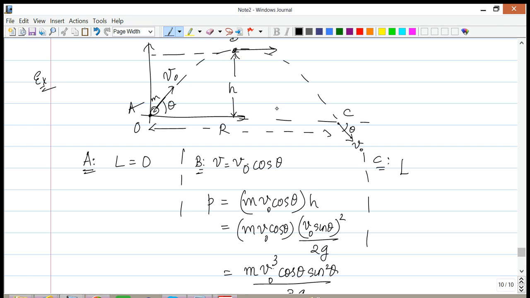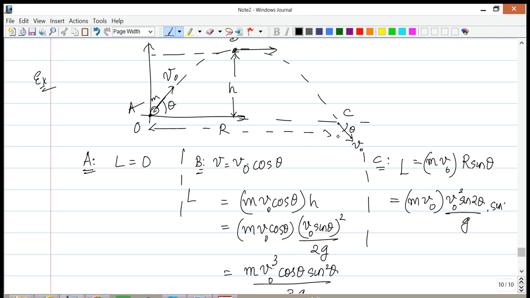And so my angular momentum, oops, sorry, I made a mistake. This should be L. Okay, my angular momentum L will be equal to m v0, which is the momentum that it has, times the range R times sine of theta. And the range R is simply equal to v0 squared sine of 2 theta divided by g, multiplied by sine of theta. So this is another exercise that you need to do. Just calculate this out and everything will be good.